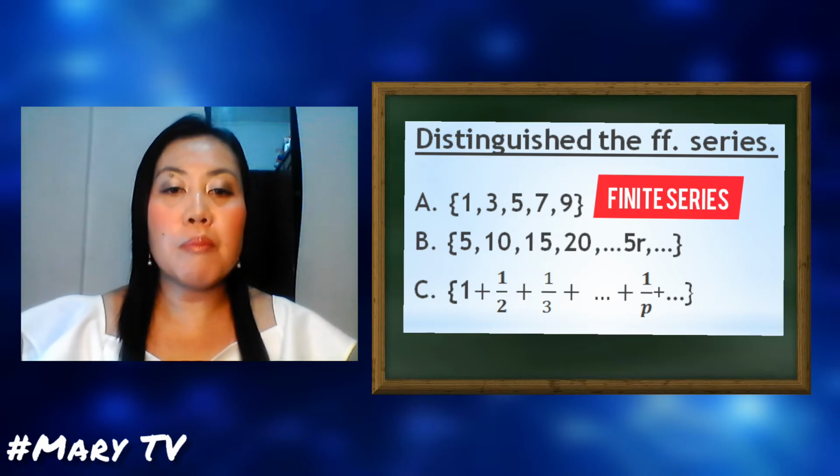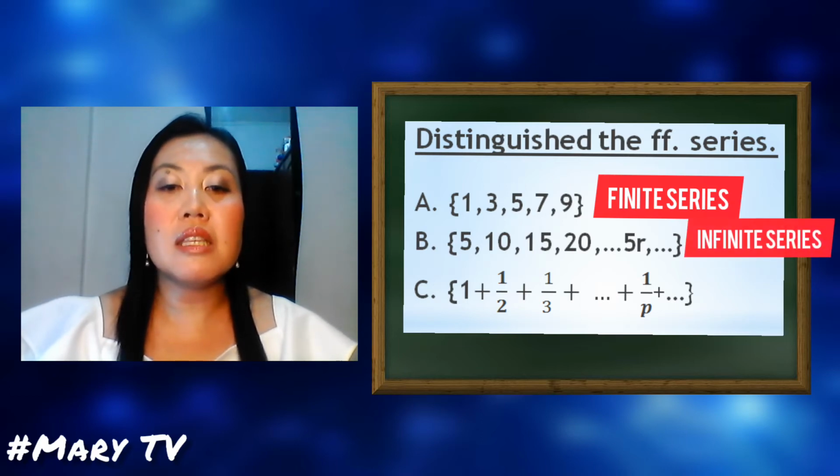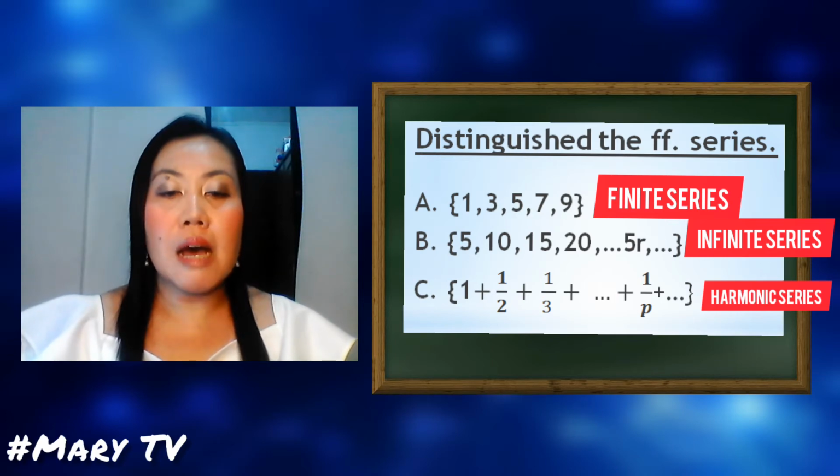The second example, 5, 10, 15, 20, ellipses, 5r, ellipses, is an example of an infinite series because there is an infinite number of terms in the sequence. The third example, 1, 1 half, 1 third plus ellipses plus 1 over p plus ellipses, is an example of a harmonic series because there is an infinite sum of the reciprocals of all positive numbers.